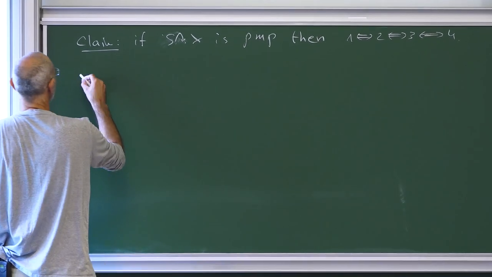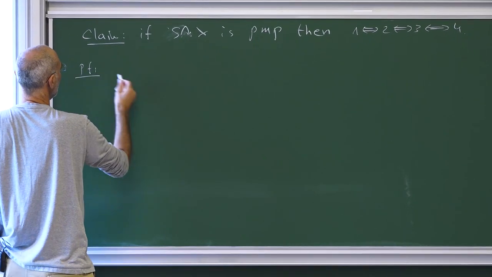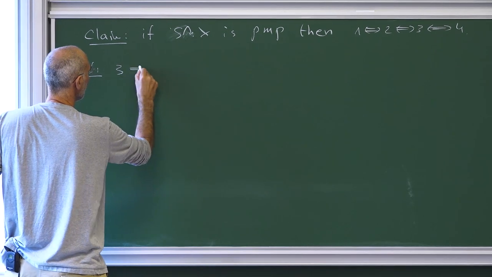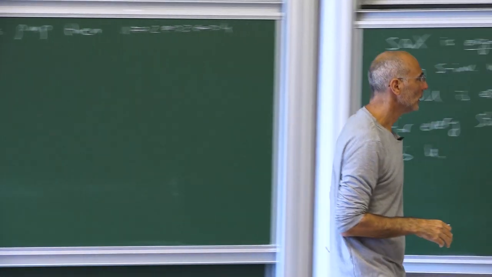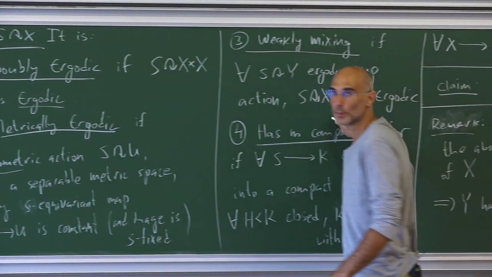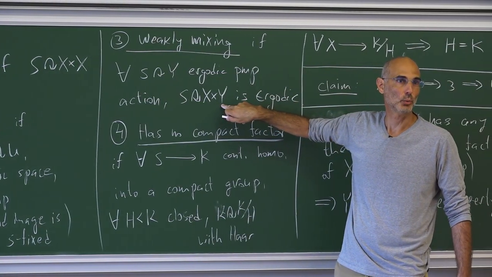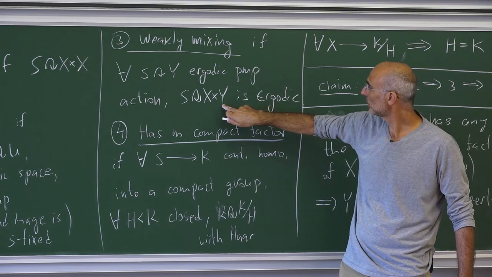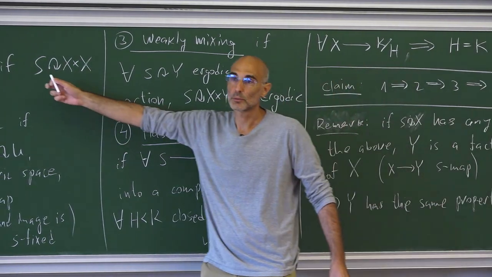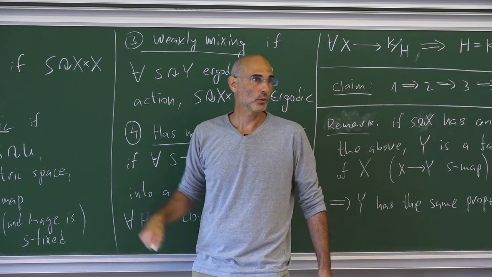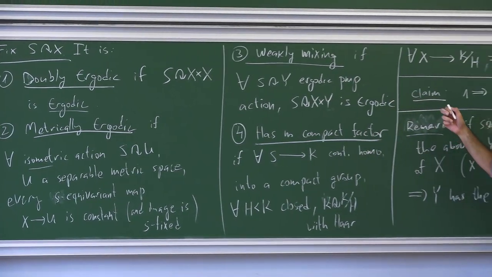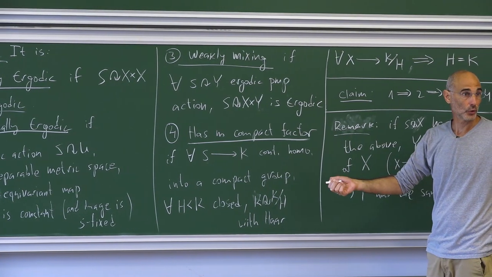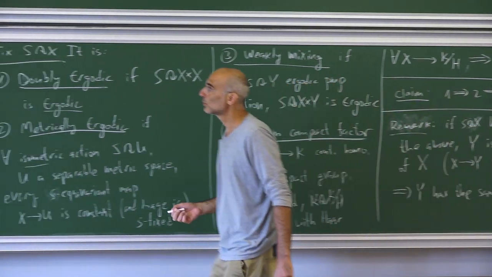Let me prove this. I think 3 implies 1 is really very easy. Just take y to be x. Now x could be taken as y by assumption, and if I take y to be x, I'm just getting double ergodicity, and this shows that 1, 2, 3 are all the same. I just need to show that 4, which is implied by these, also implies them all. So I will explain.